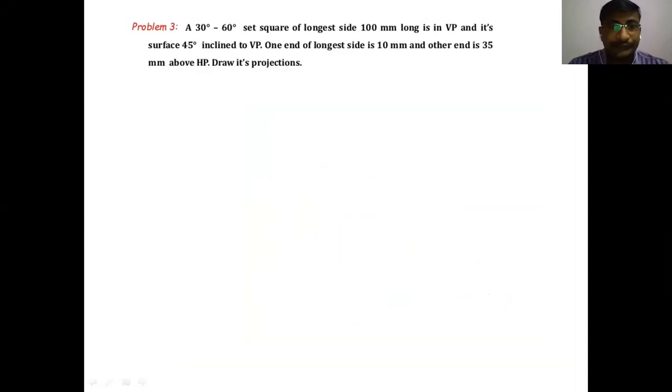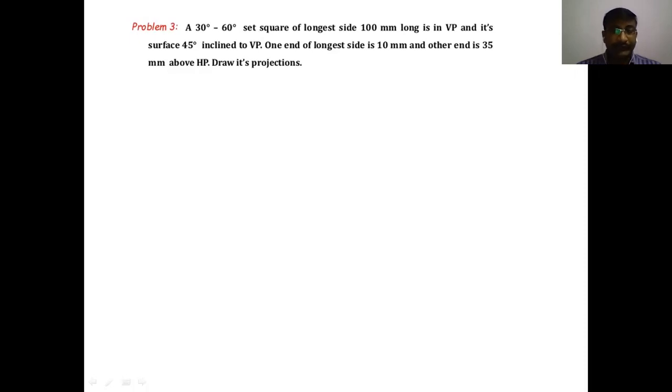This is the third problem in projection of planes. It is a 30 degrees, 60 degrees set square of longer side 100 mm. The longer side is in VP and its surface is inclined 45 degrees to VP. The surface is inclined to the vertical plane, and the longer side of the set square is 100 mm long. One end of the longest side is 10 mm and the other end is 35 mm above HP. The two ends of the longest side are given from the horizontal plane. Draw its projections.